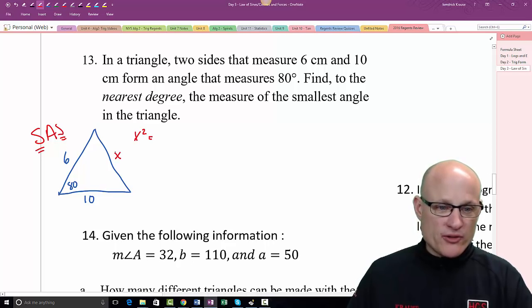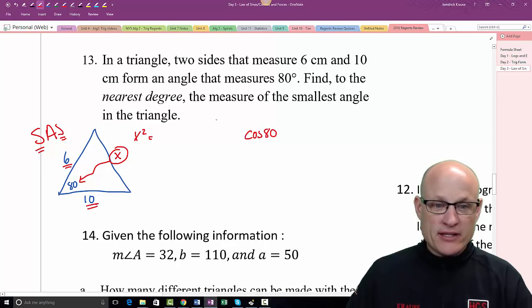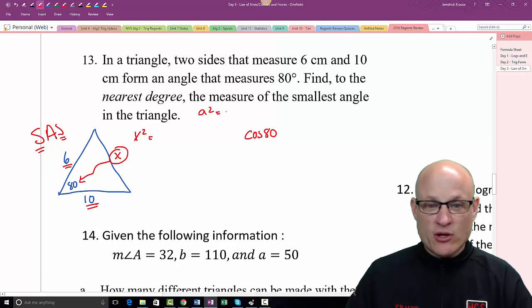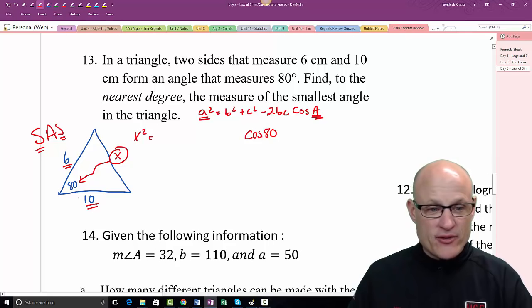Now, the way it works is whatever you're looking for and the angle that's opposite go at the beginning and the end. So at the end here, I should have cosine 80. The formula is a squared equals b squared plus c squared minus 2bc cosine A. Whatever goes at the beginning and the end should be the same letters, and then the other two sides get filled in for b and c. So in this case, it's going to be 6 squared plus 10 squared minus 2 times 6 times 10.